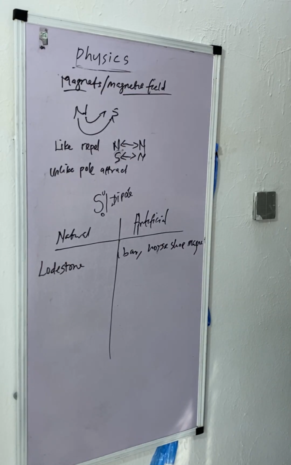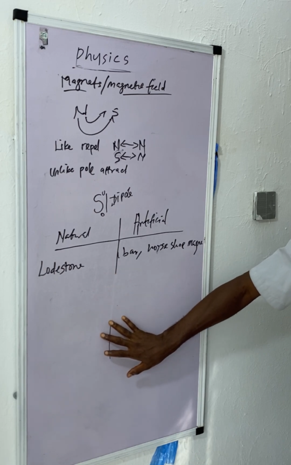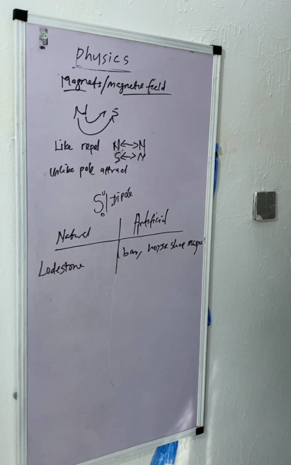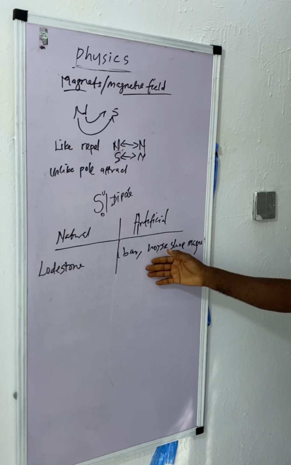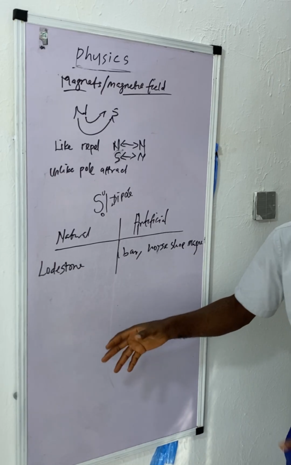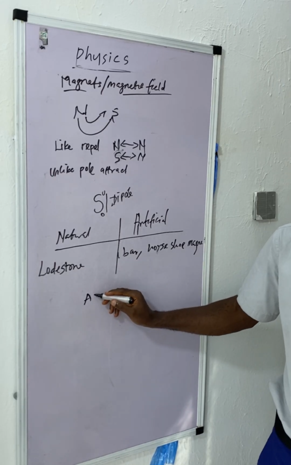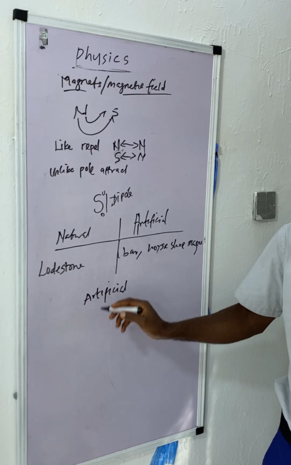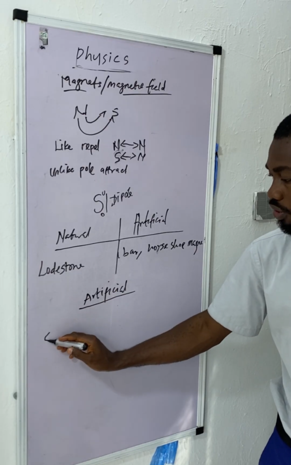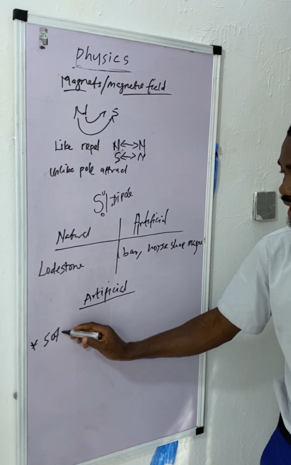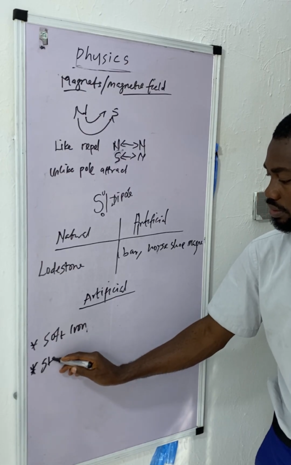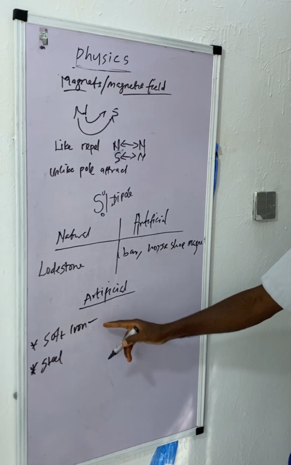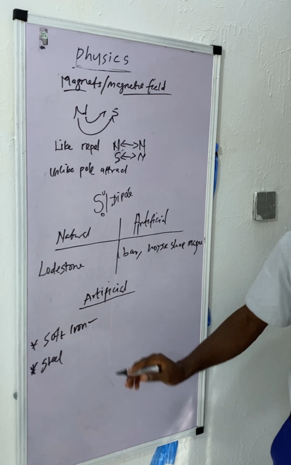So, looking at the properties of magnets, based on the type of magnet, or based on the material of the magnet. Artificial magnets are made from either soft iron core or steel. We are talking about the material, soft iron or steel. For soft iron, it demagnetizes easily, it easily loses magnetism.